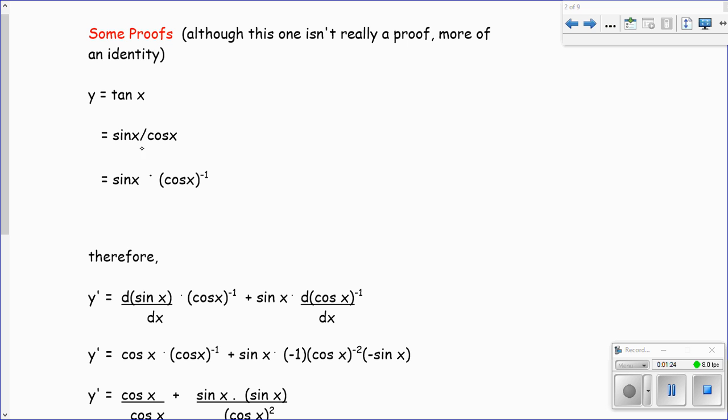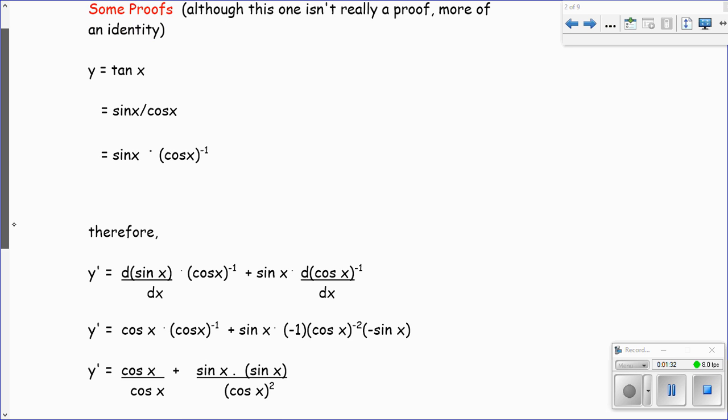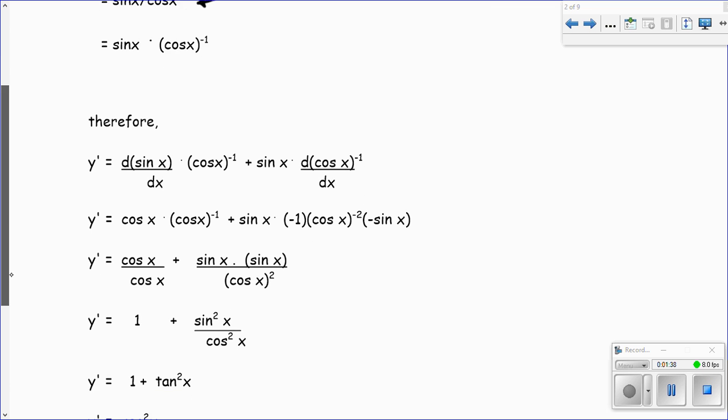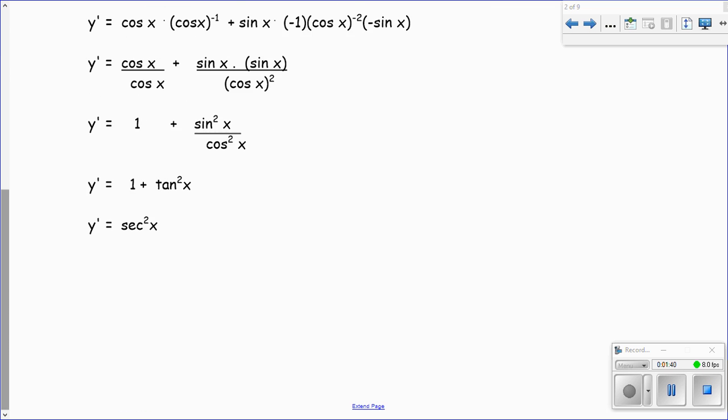I write tan x as sine over cos, and then write it as a product, sine x multiplied by cos x to the negative 1, and then I do a product rule. You could also do a quotient rule with this function in order to get the derivative of tan x. Either way you do it, it's not necessarily a proof, it's more of an identity, but we do get the result that y prime is equal to secant squared x.